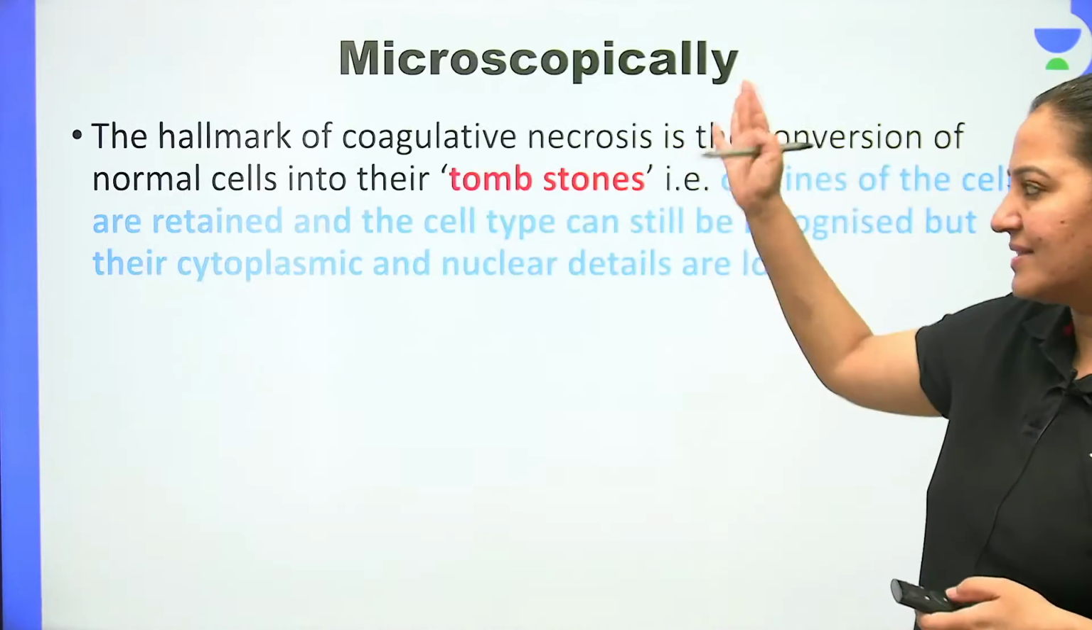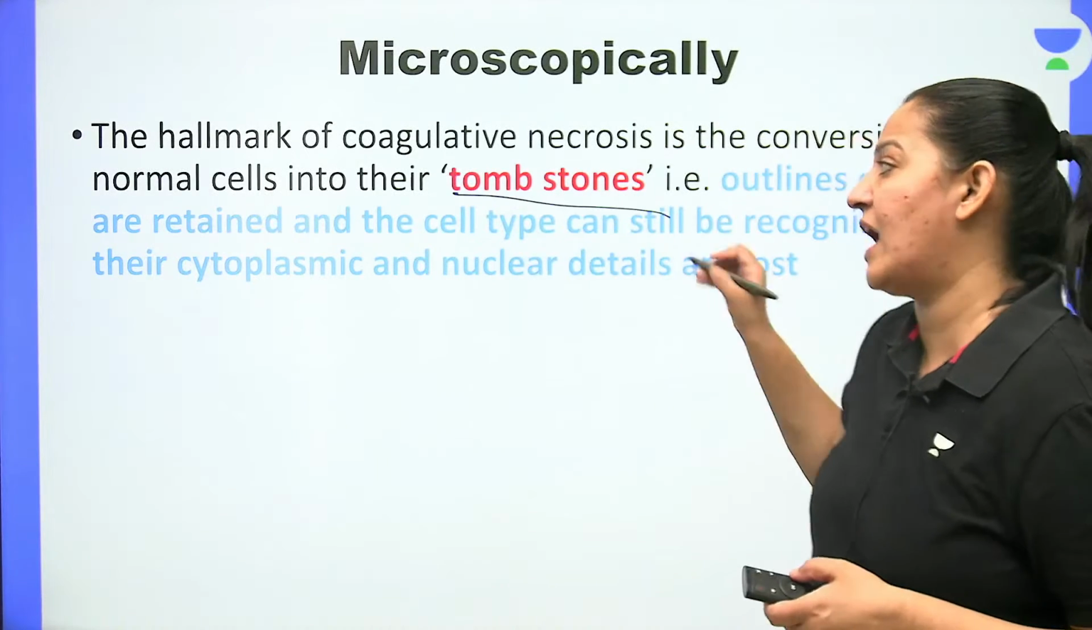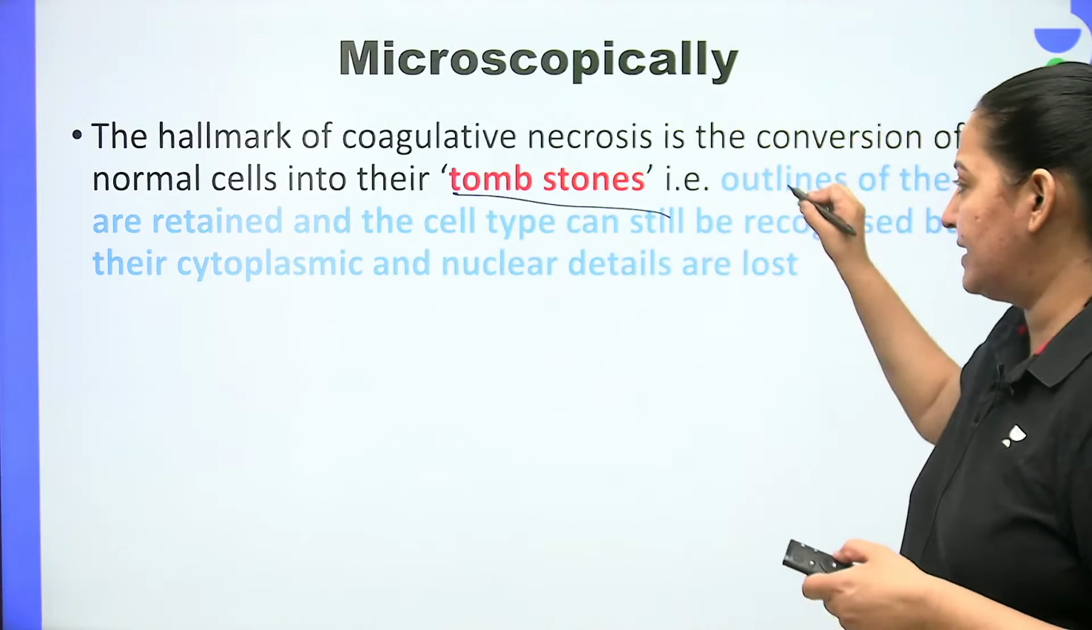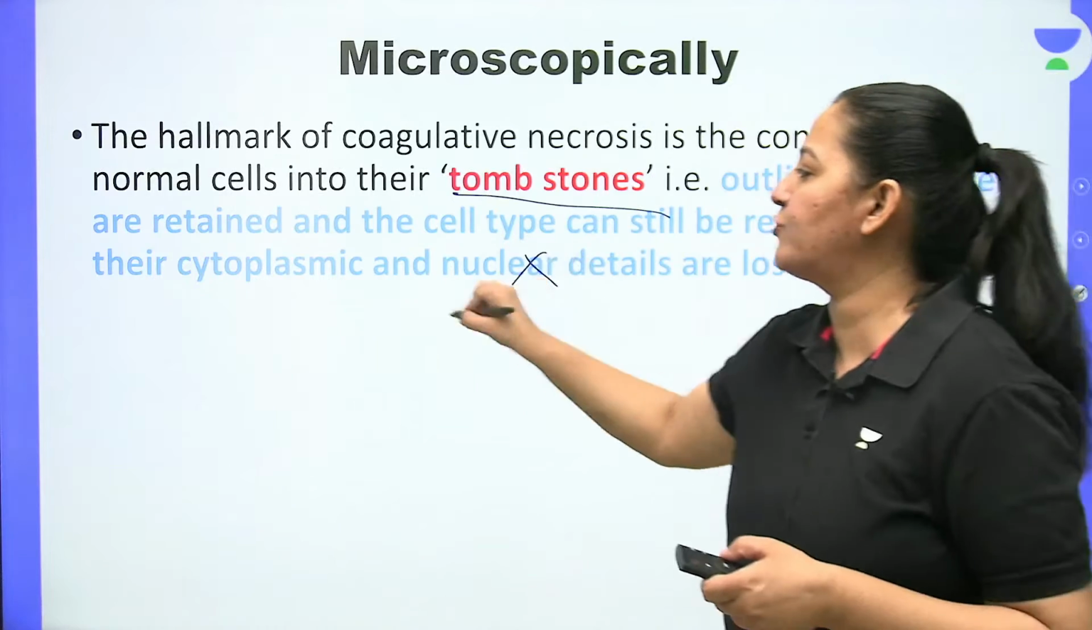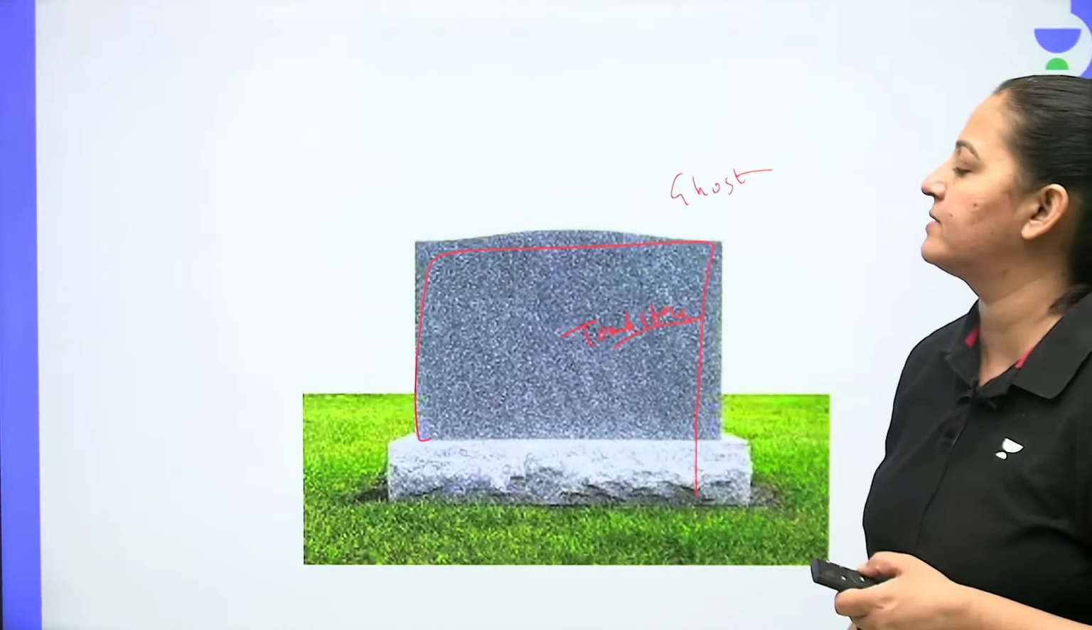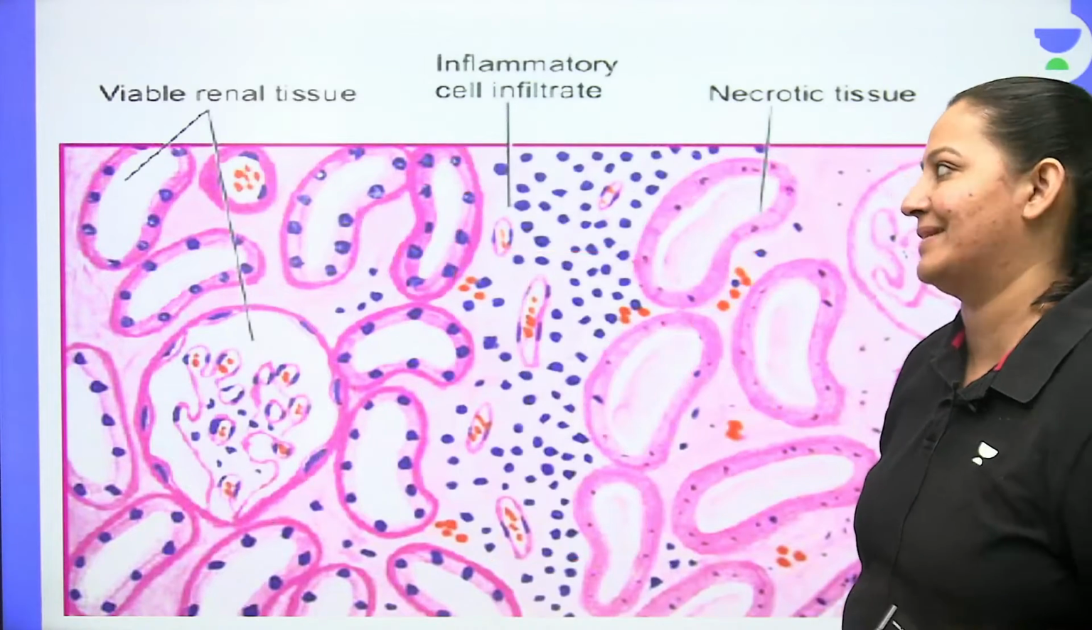Don't write the details. Just understand. Tombstone appearance is there. I have shown what is tombstone appearance. That is, outlines are maintained, but nuclear and cytoplasmic details are lost. That is tombstone appearance. And there is inflammation at the junction. That's it.